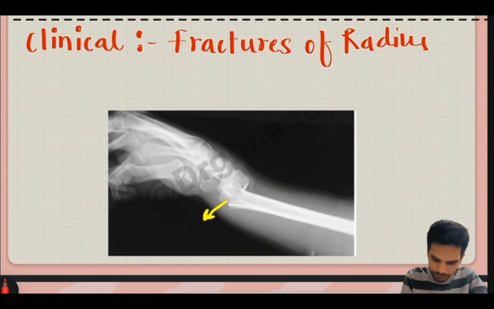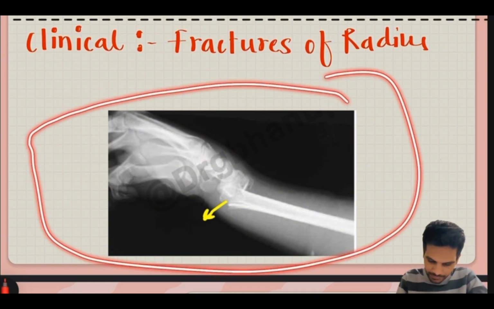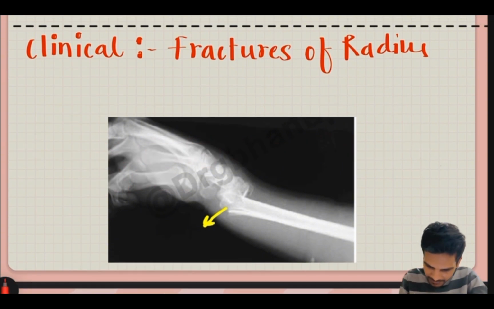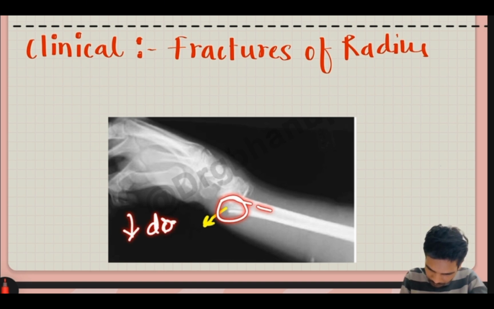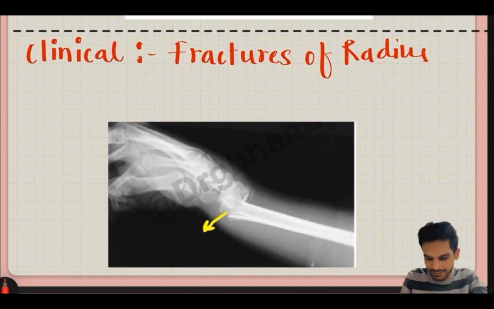Now talking about this fracture, here you can see that the radius is displaced downward. The downward displacement of radius is called as Colles fracture.